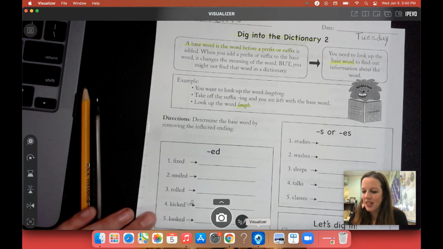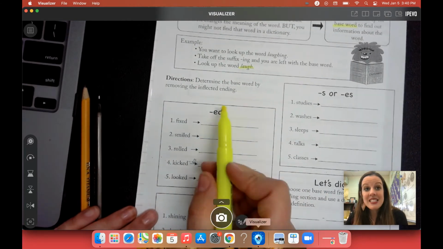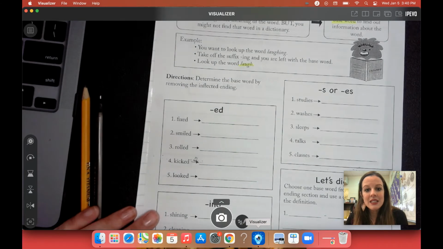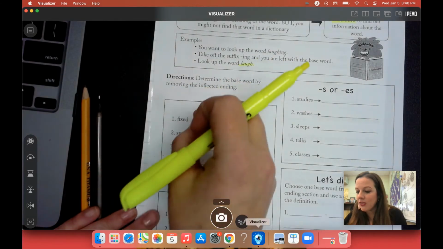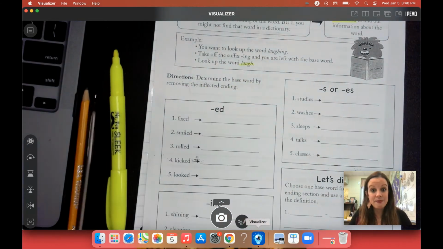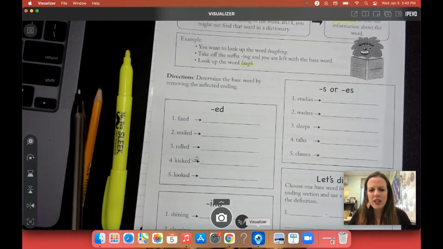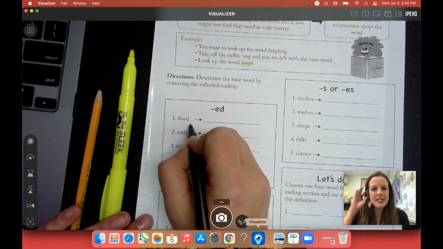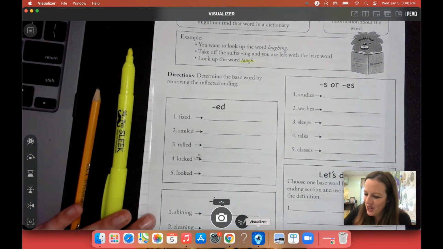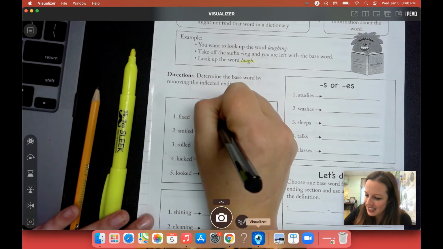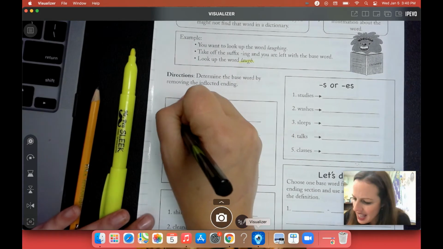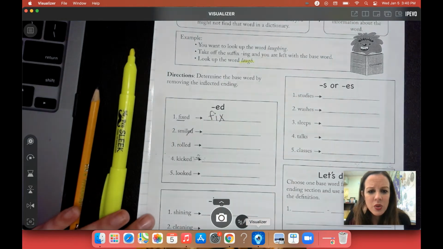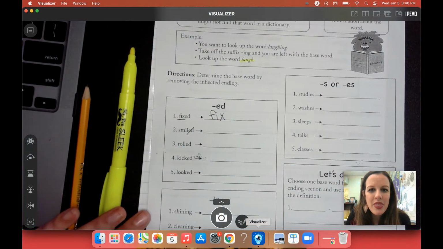Let's do a couple of them together. This is the suffix ed. It means to move things in the past. Let's remove these endings and see what we're left with. If I remove ed from fixed, what base word do I have? The word fix. That's right. And if I remove ed from smiled, well, what base word do I have?